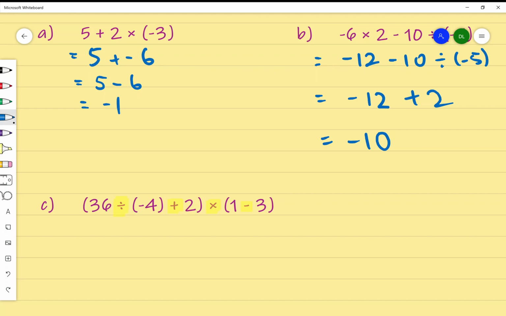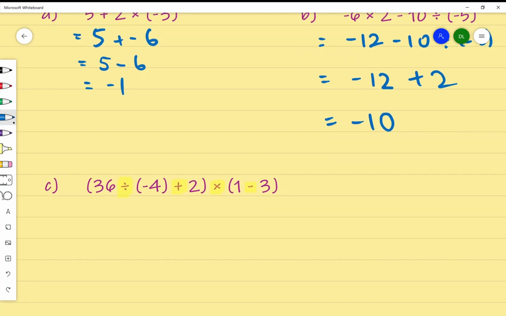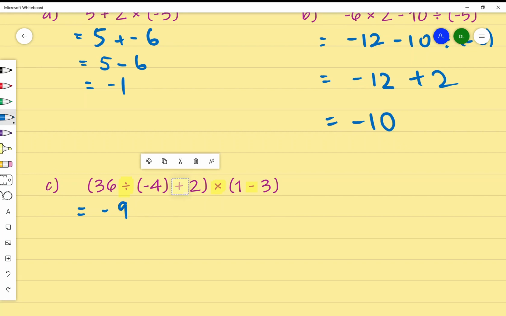Which one do I do first, Key? You do the division. Good. So, what's 36 divided by negative 4? Is 9. Positive or negative? So, I got 36, which is positive, divided by negative 4, which is negative. So, a positive and negative makes a negative. And you said 9, which is correct. So, negative 9. But that's still got the brackets there, remember? So, I'm going to still write the brackets and write the rest of it in. Plus 2 times by 1 minus 3.